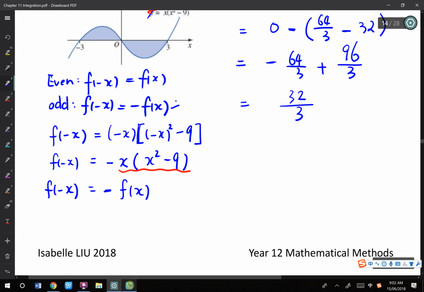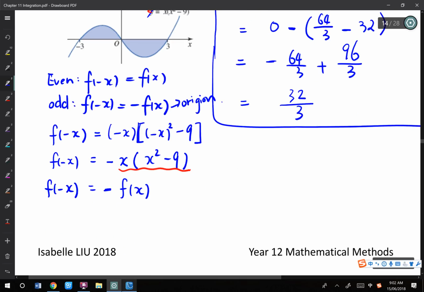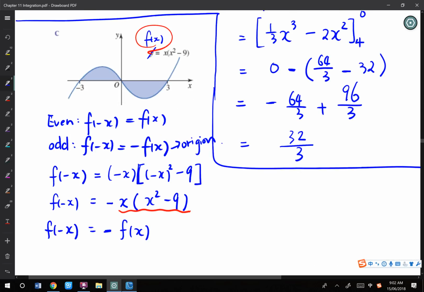This is symmetrical about the origin. Okay, it's symmetrical about the origin. Because it's symmetrical about the origin, those two areas will be the same. Can you think about that? Well, it's exactly bound by the same place, like negative 3 to 0 and 0 to 3, and it's symmetrical about the origin.